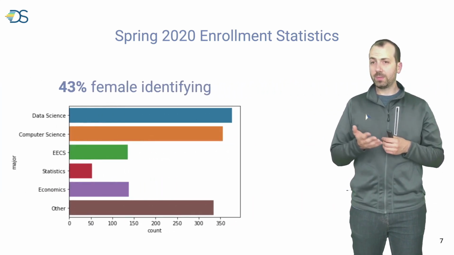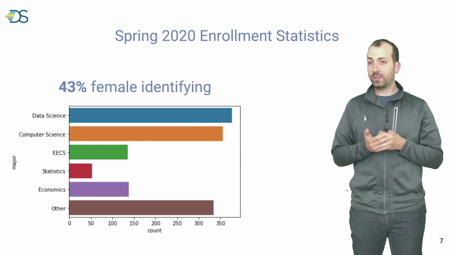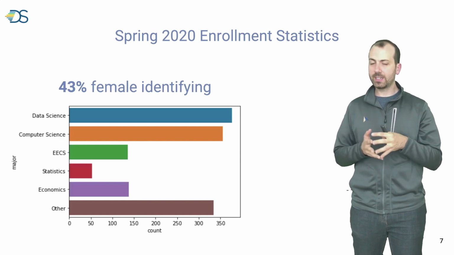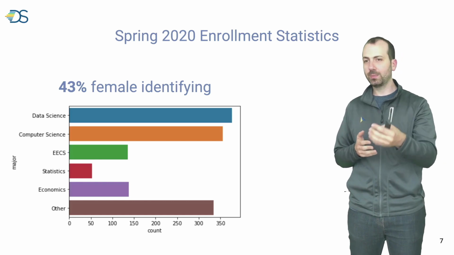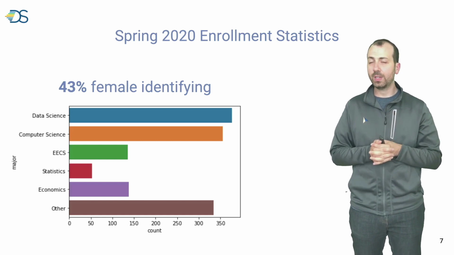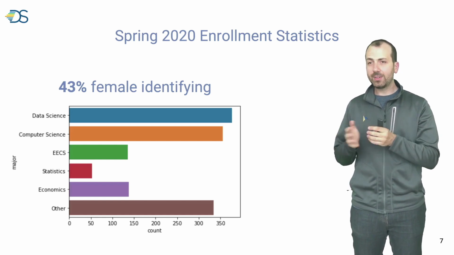We also have a pretty diverse set of students. Over 43% of the students self-identify as female, so in terms of at least gender diversity, it is better than the rest of CS, and something that will hopefully continue to improve, and also hopefully improve the diversity of CS as a whole.